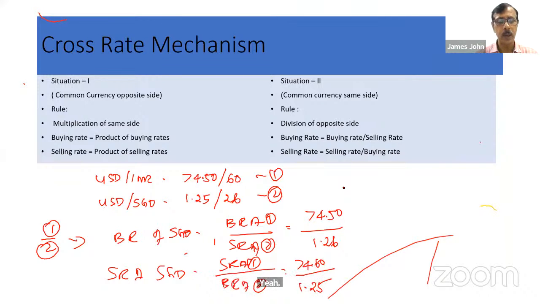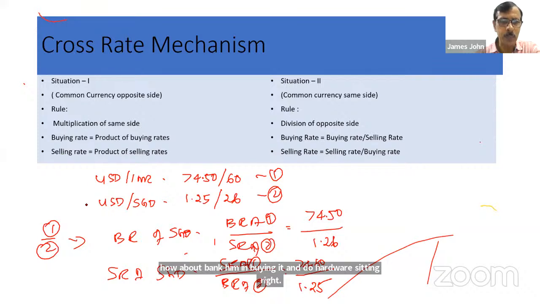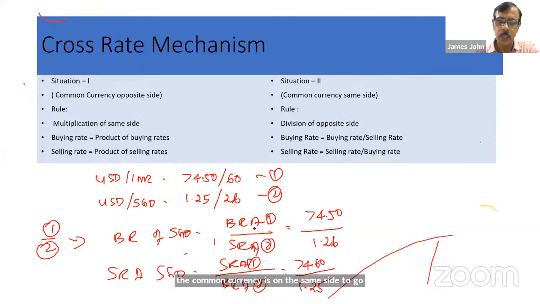Yes, I understood that, sir. But have you taken the bank's buying rate divided by the selling rate? When the common currency is on the same side, to get the buying rate, the rule is numerator buying rate, denominator selling rate. That is the thumb rule. From the examination point of view, you have to understand it that way only. If you divide the buying rate of 1 with the buying rate of 2, the answer is wrong, because here the common currency is on the same side, or you have to change this to the other type.